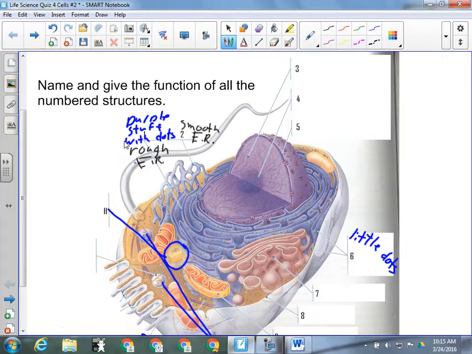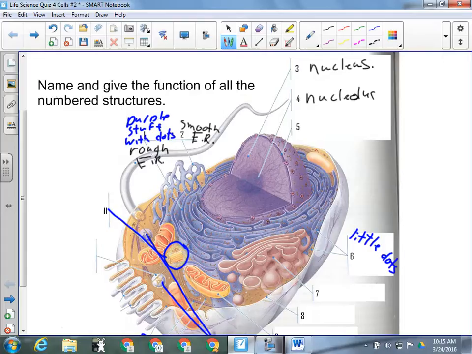All right, number 3. What are we looking at here, this big purple thing? Nucleus. The nucleus holds your DNA. That's it, holds the DNA. Number 4, the purple dot in the middle of the nucleus, nucleolus. The nucleolus copies DNA or controls protein synthesis. Either function will be fine.